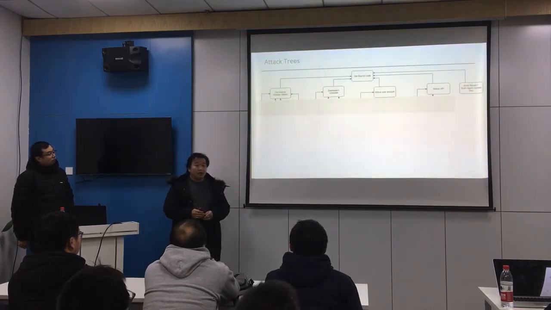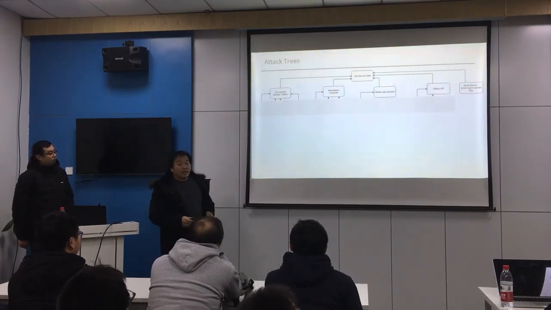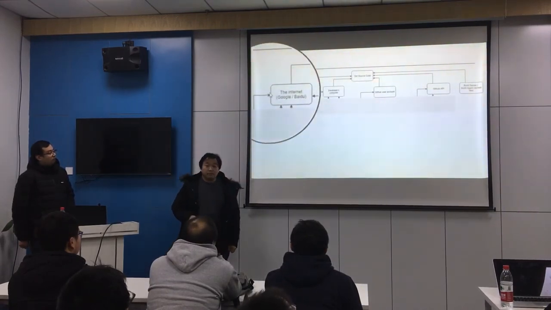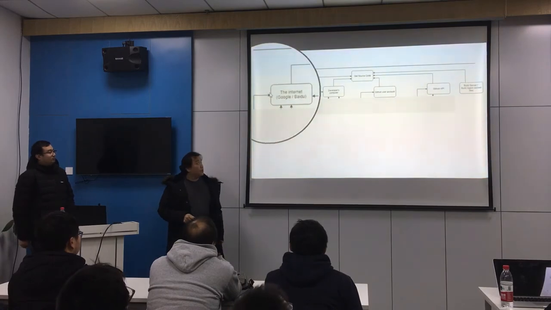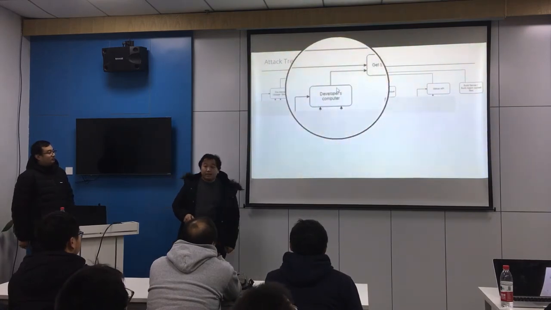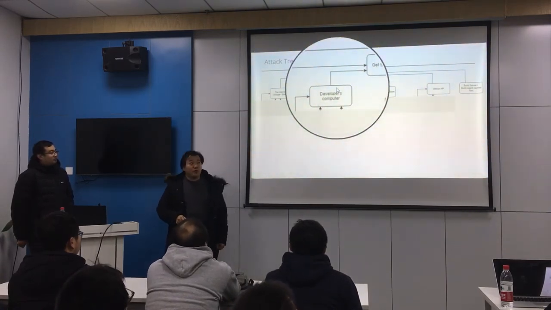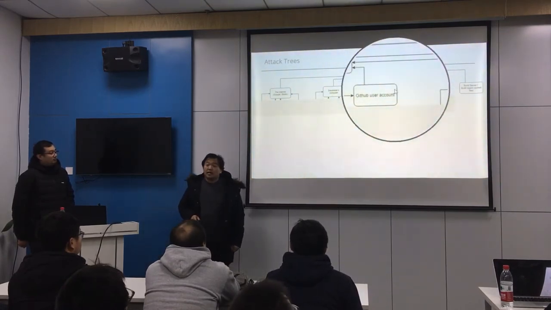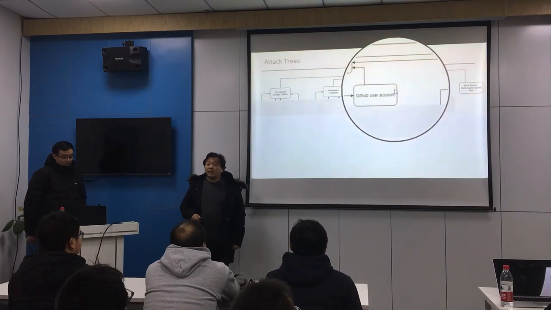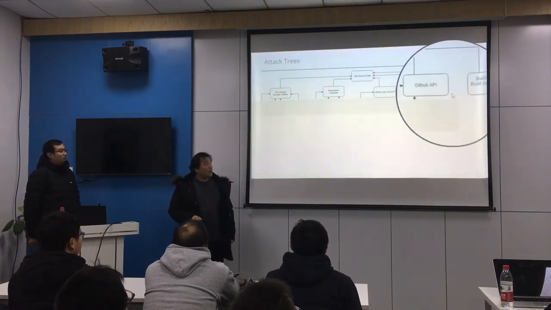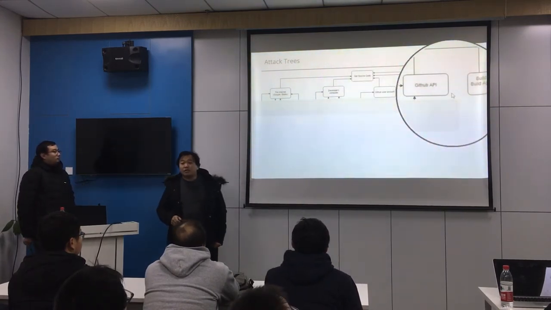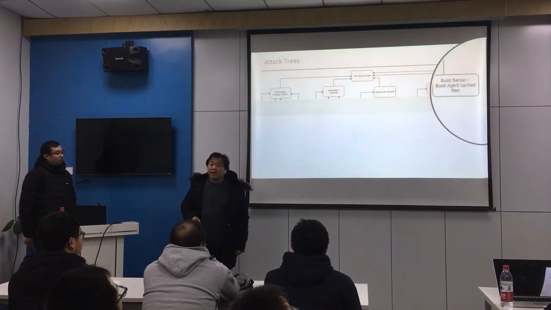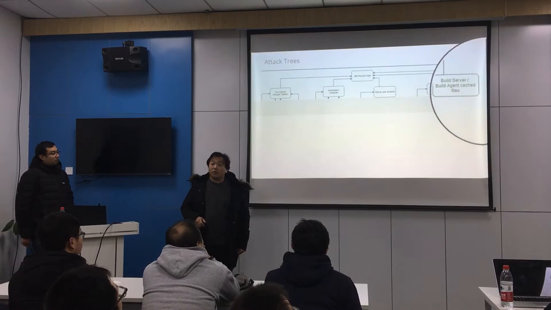The first child here is, you can get it from the internet. You can get the code from the internet, like just by Googling or Baidu. You can get the code by having access to the developer's computer. You can get the code by trying to get access to like a GitHub user account, for example. Or you can get the code by exploiting or using the GitHub API. Or you can get the code by trying to get access to your build server or build agent.